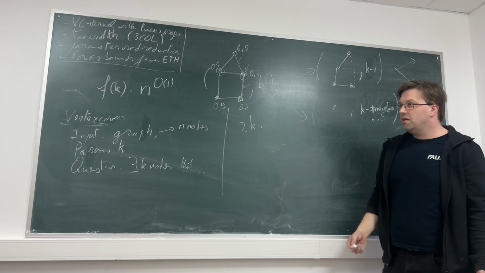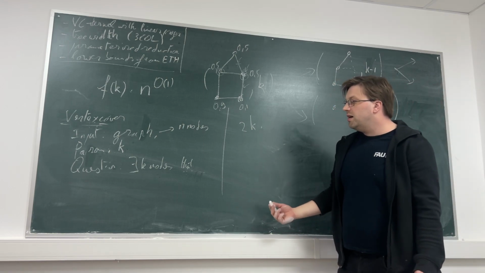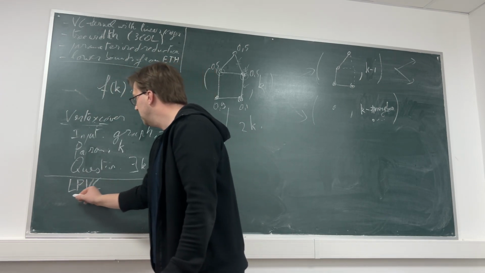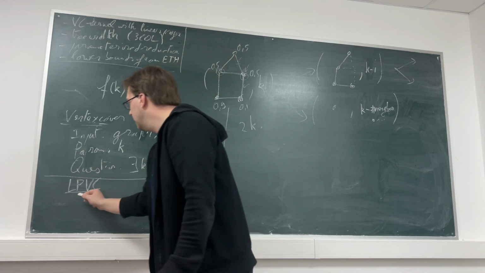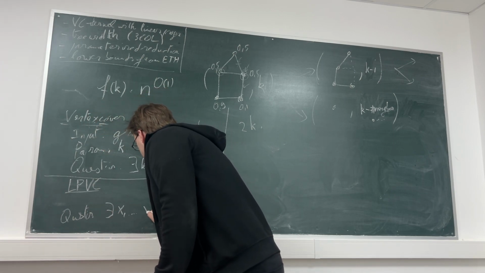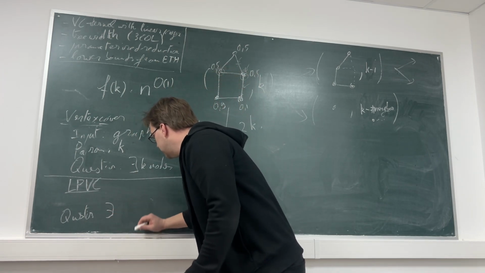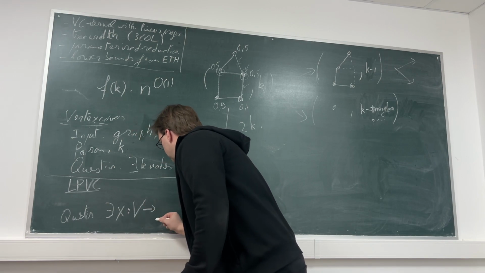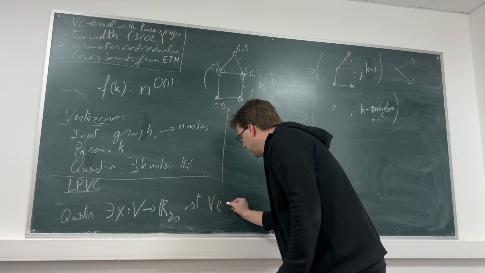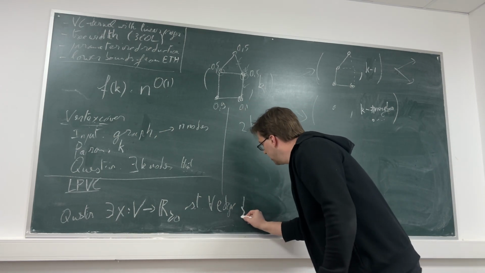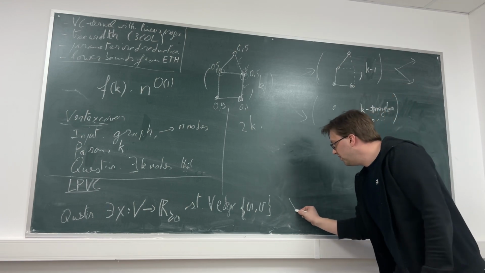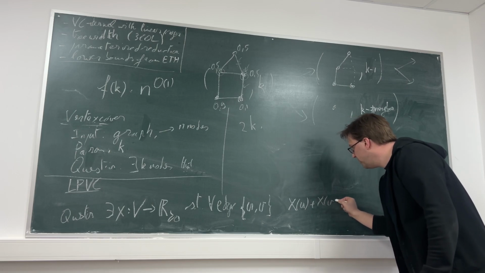I didn't understand how you do that relaxation, or how you assign these values. Okay, let us define the LPVC problem. What is this problem? The input is the same, a graph and the number k. The question: does there exist a mapping x from vertices to non-negative real numbers, such that for every edge, so an edge is a 2-element set of nodes, for every edge uv in the graph, we have x of u plus x of v is at least 1.